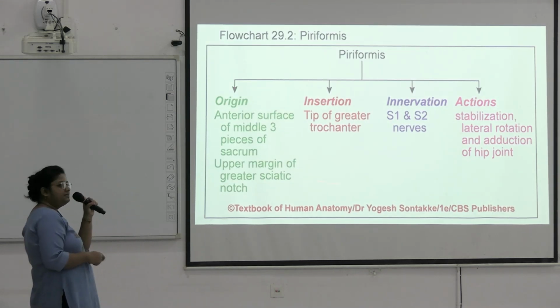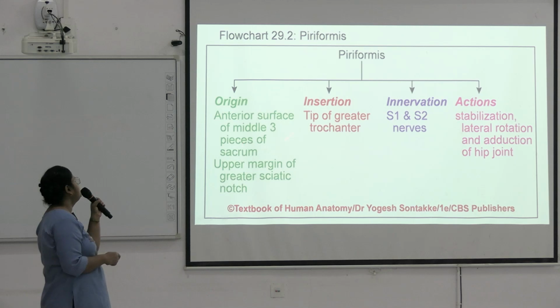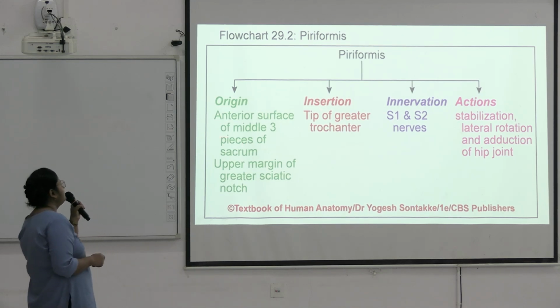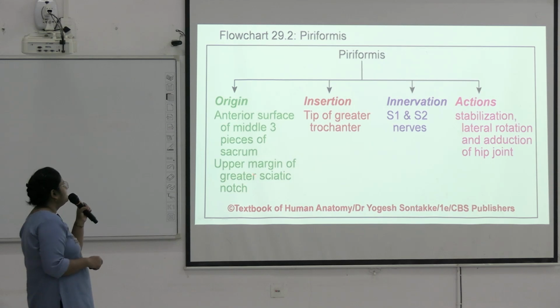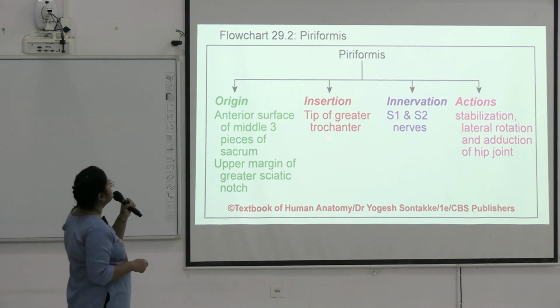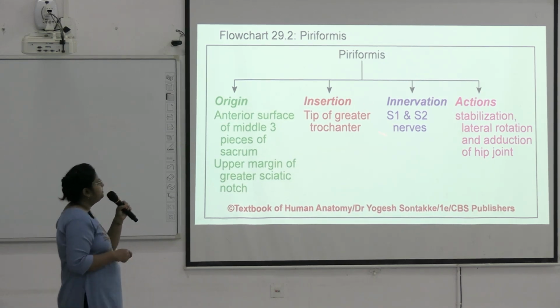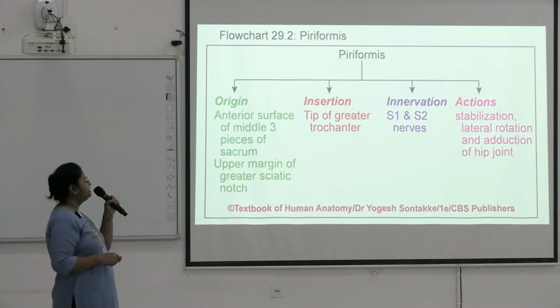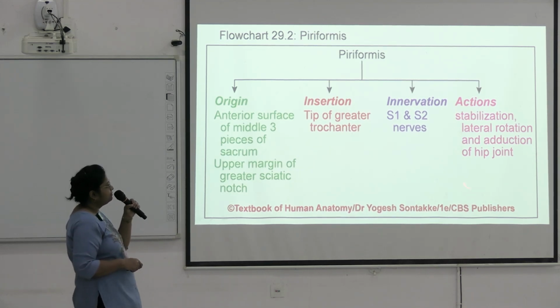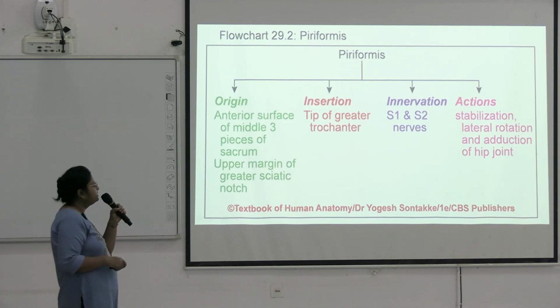So, piriformis, summarization of piriformis. Origin is from the anterior surface of the middle three pieces of the sacrum and the upper margin of the greater sciatic notch. Insertion into the tip of the greater trochanter, innervation by S1 and S2 nerves. Action is stabilization, lateral rotation and abduction of the hip joint. Okay, so this is the function.